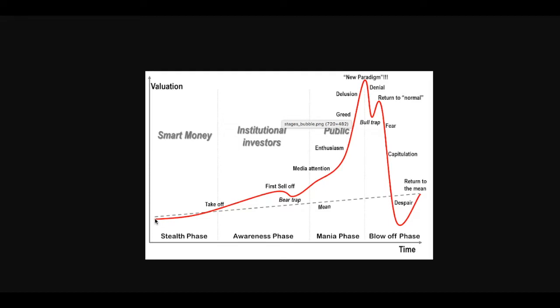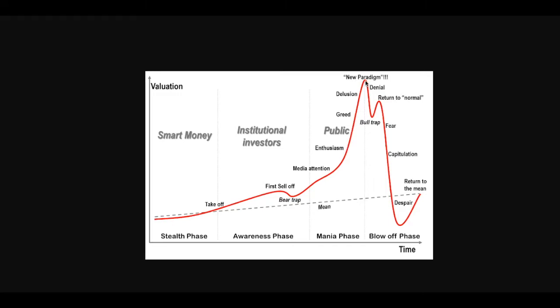We basically have the stealth phase, which is when smart money comes in, and we see this slow uptrend here. It's fairly sideways, and then we start to take off, and institutional buyers come in. This is the awareness phase. And we have our first major sell-off into this bear trap, and then there's the mania phase, and there's basically a parabolic run all the way up.